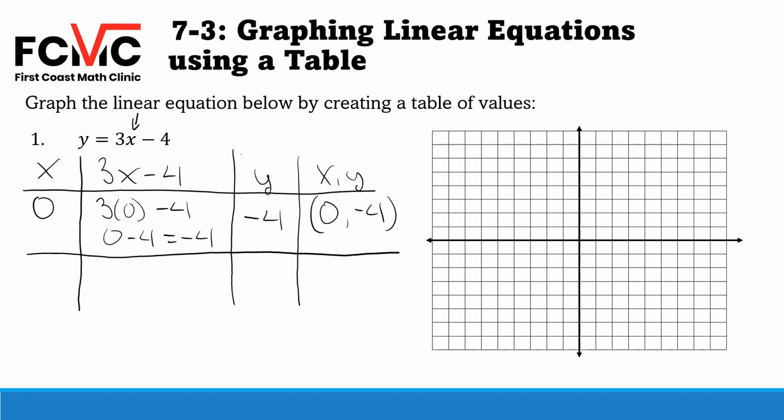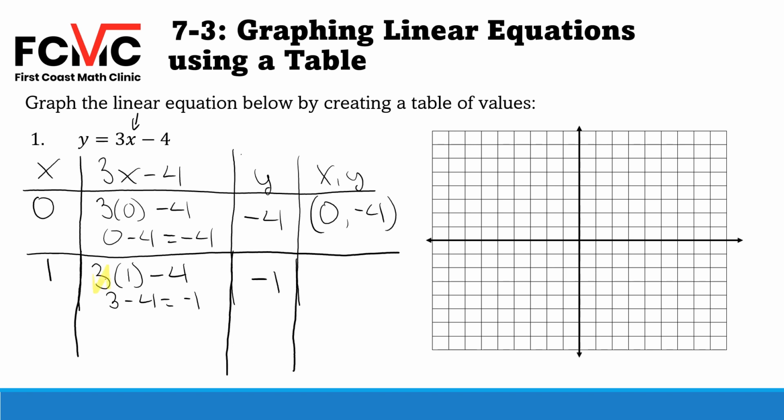Then I want to choose some really easy values for x. I'm choosing whatever values I want to choose for x. So I'm going to pick some easy values to work with. I chose 0. Let me choose 1. So 1's another easy value to work with. So 3 times 1 minus 4. 3 times 1 is 3. Minus 4 gives me -1. So y is -1.